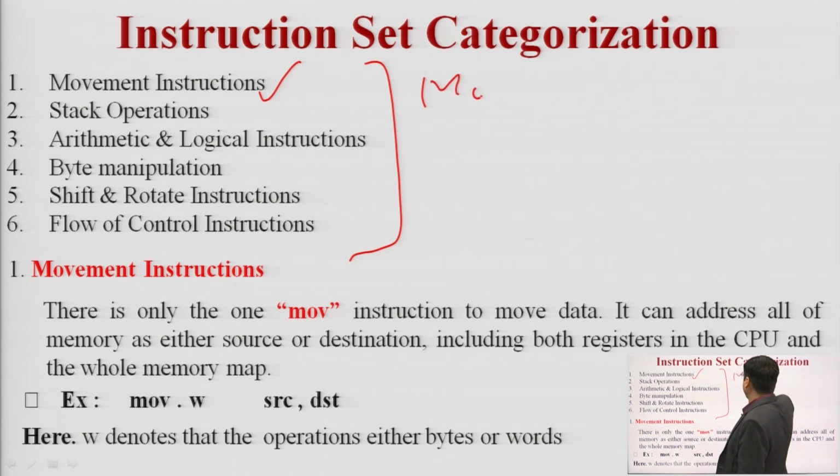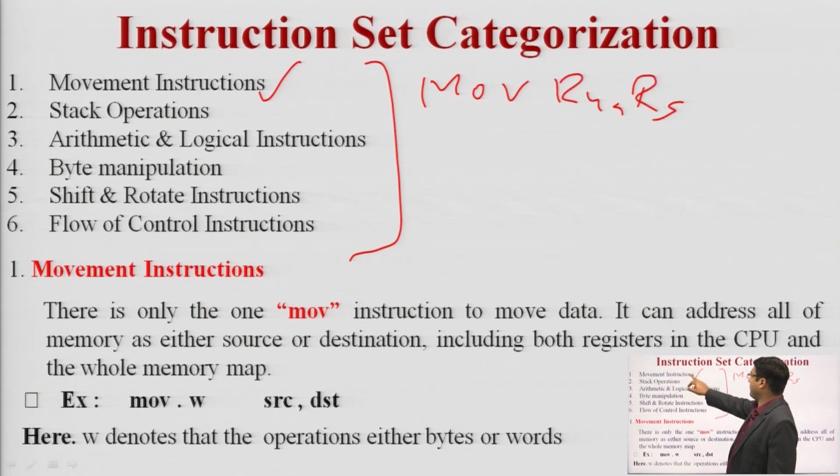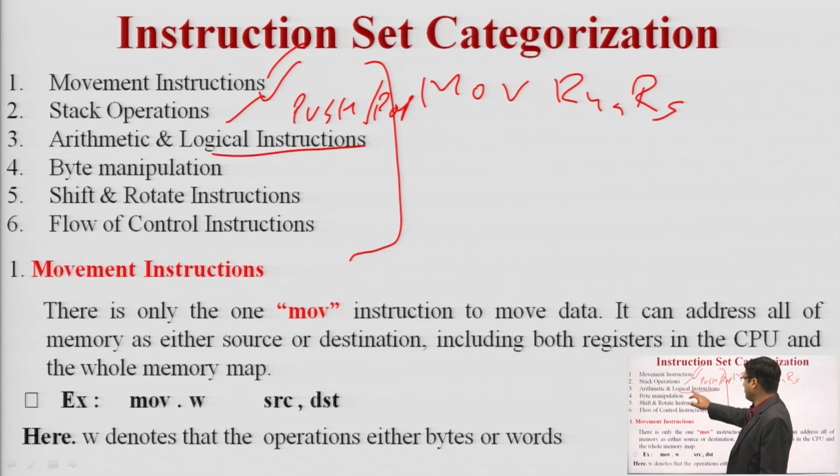For example, MOV R4, R5. We are moving the value from one operand to another operand. Stack operations mean operations on the stack. There are 2 operations possible, push and pop. We will see them at a later stage. Arithmetic and logical instructions. Arithmetic means addition, subtraction, multiplication, division. Logical means operations such as XOR, NOR, NOT, etc.